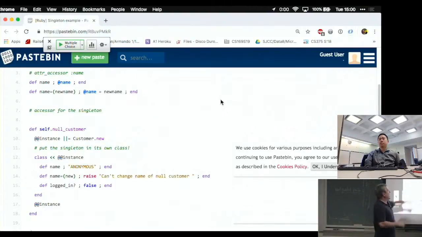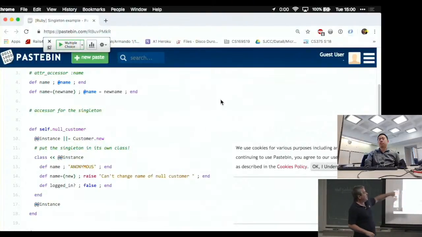I'm essentially creating a brand new class, but the only contents of that class are this single instance of it. And now that I have that single instance, I'm just going to override all of the methods in my regular class, and make them do something that the null customer would do. The only refused bequest I'm going to have is this one: if I try to assign a new name, in my example, I'm raising an error. I could also have just silently done nothing.